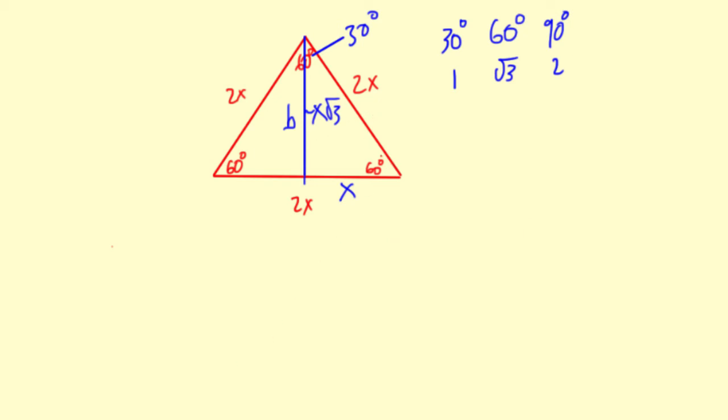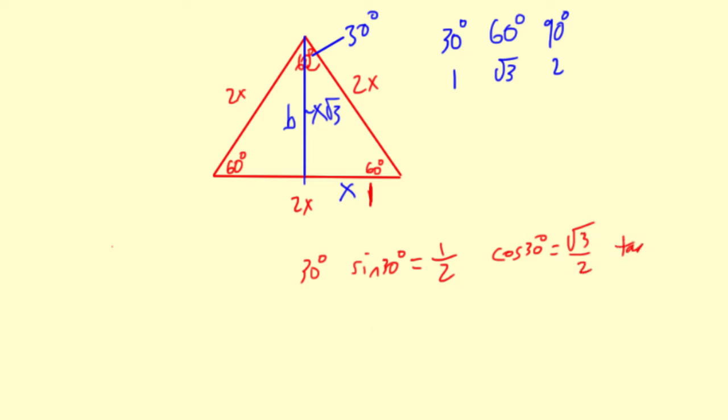So starting with the 30-degree angle, the sine of 30 degrees is the side opposite, which is the 1, divided by the hypotenuse, which is 2, so 1/2. For the cosine of 30 degrees, that's the adjacent side, which is the square root of 3, the altitude of this triangle, divided by the hypotenuse, which is 2.